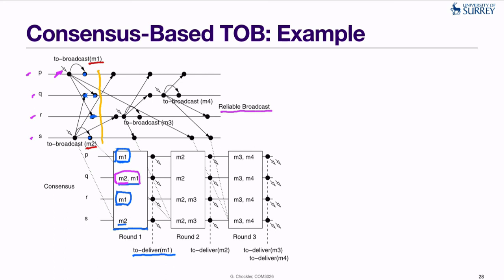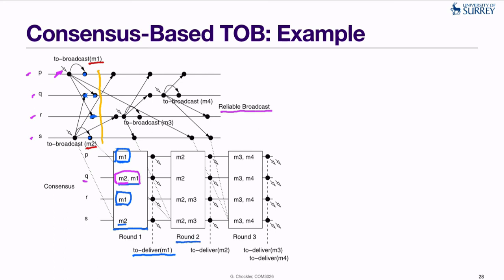Okay, so provided say Q is correct, if this is non-uniform reliable broadcast, or if even Q is incorrect, Q is faulty, then we use uniform reliable broadcast, then M2 will eventually be available to everyone. And this is exactly what you see happens in round 2 here.